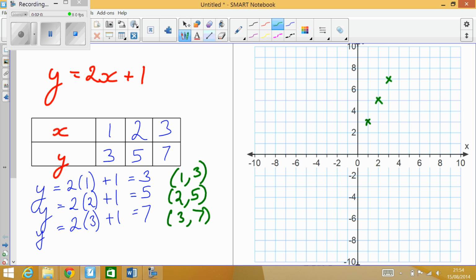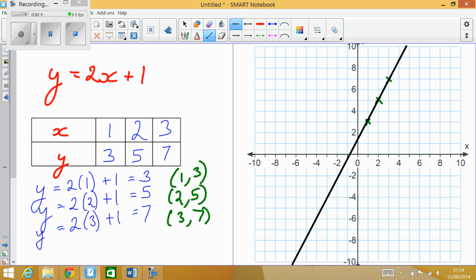Now when I'm drawing my straight line, I need to use a ruler and make sure that my line goes all the way across the page. So it's going from one side of my set of axes to the other, going right through all my points.